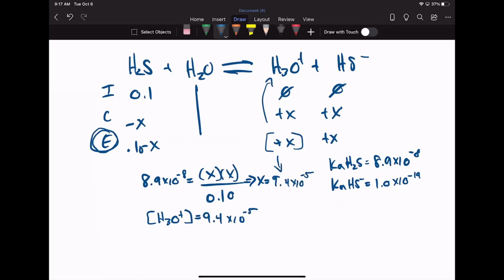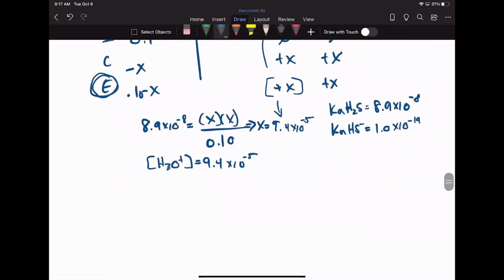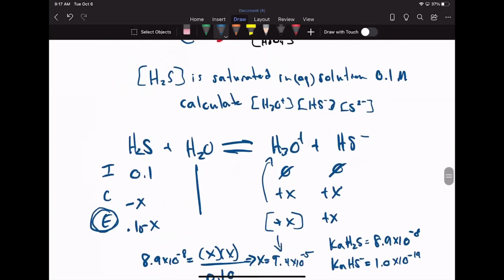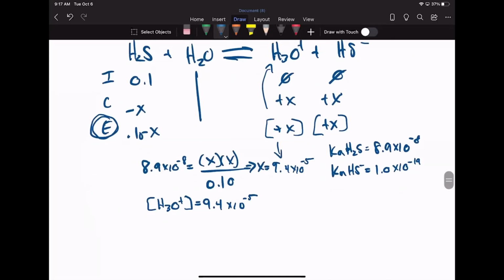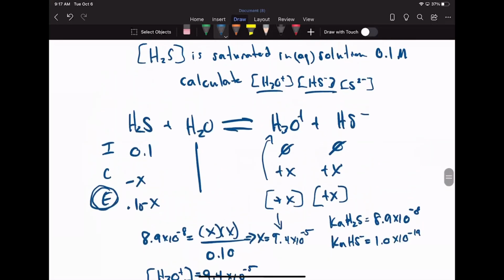Could we figure out the pH of that? Yep, we absolutely could figure out the pH of that. But we were supposed to figure out the concentrations, so there's that concentration. I also know this concentration here because it's the exact same. So the concentration of HS minus is 9.4 times 10 to the minus 5. The only thing I have left is to figure out this concentration.